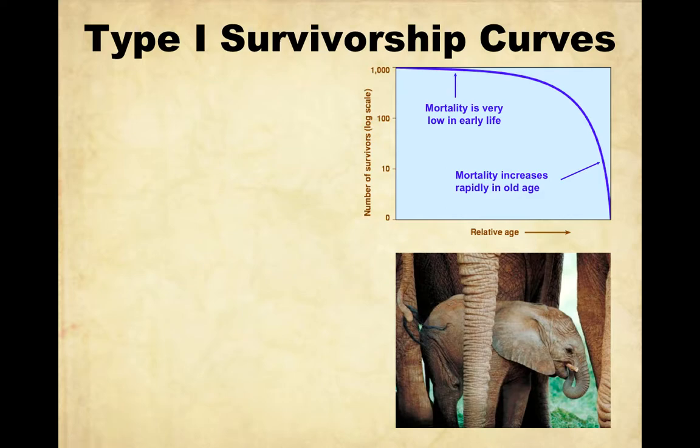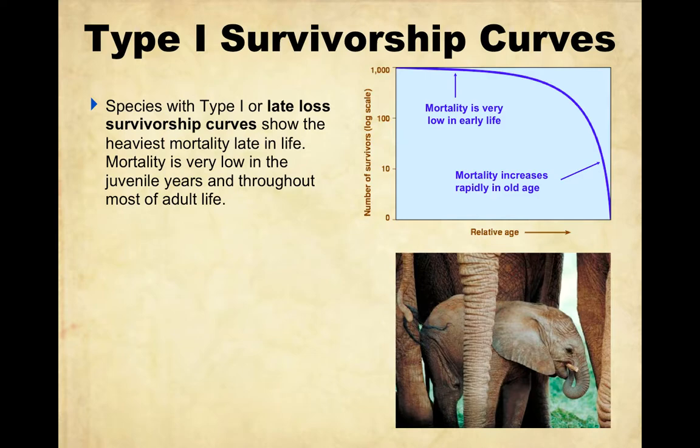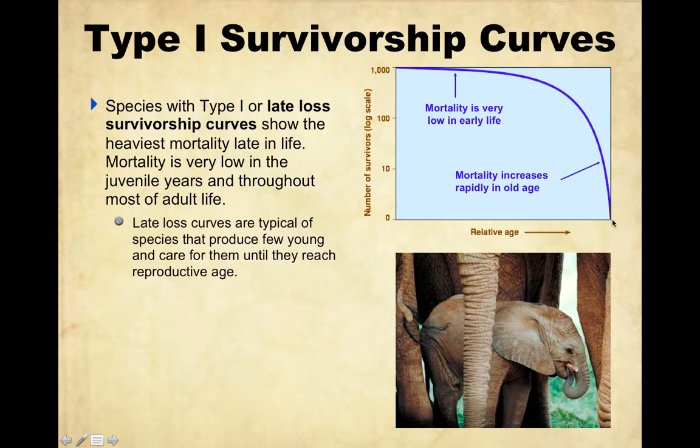So let's look at type 1, okay? We, by the way, are a type 1 organism. We are K-selected. So these are late loss survivorship curves, and what it shows you is because of high parental care, there's very little mortality early in life because the parental care is so high. And as they get older, just because of age, then you see the loss, okay? So it's essentially just old age that takes out these organisms. So these are K-selected species.